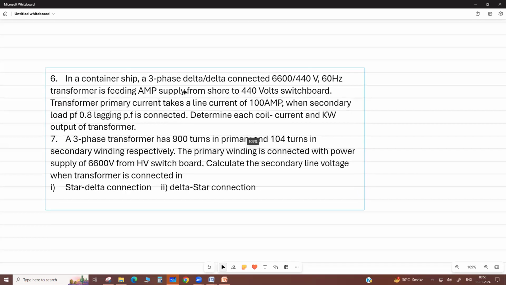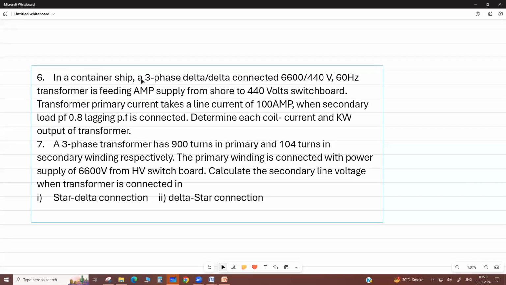Like this, a container ship has a three-phase delta; on board we use delta. There is an advantage of delta. If one transformer winding is damaged, then we can operate in open delta. It is suitable for unbalanced load. There is no third harmonic in delta-delta, because it is eliminated. Okay, so this is the voltage ratio, delta-delta connected.